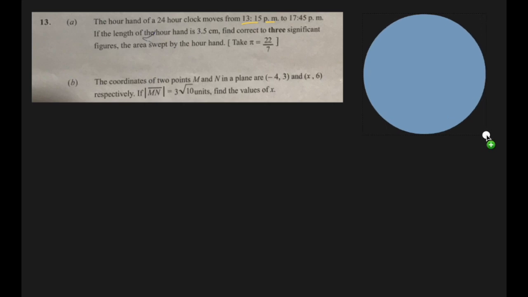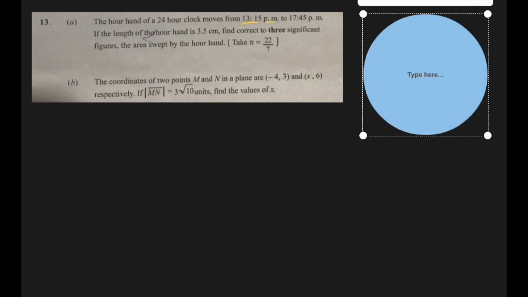And this is the last question of this paper. The hour hand of a 24-hour clock moves from 13:15, that is 1:15 p.m. Okay, so let me add one circle. Hopefully I'll be able to draw it well. Okay, so a circle is here. Suppose this is the clock. Let me add a scale to this.